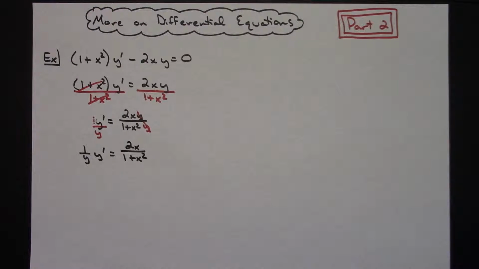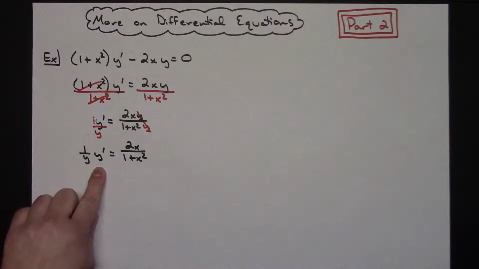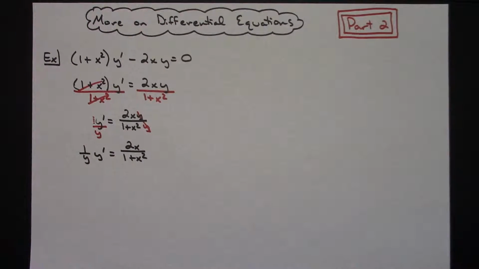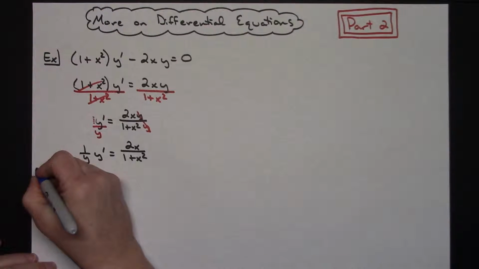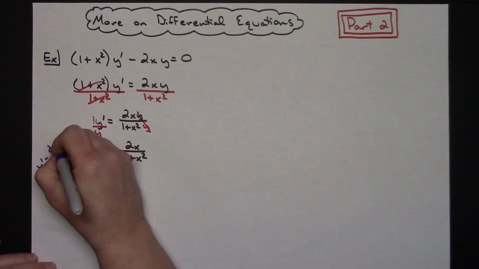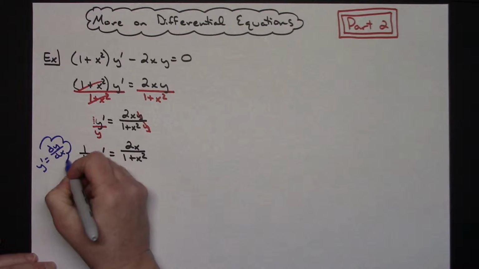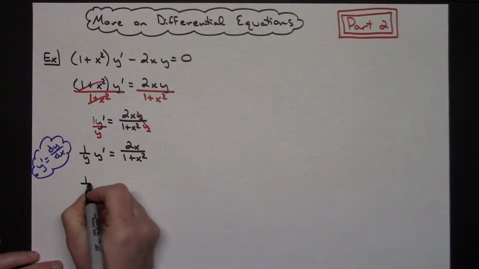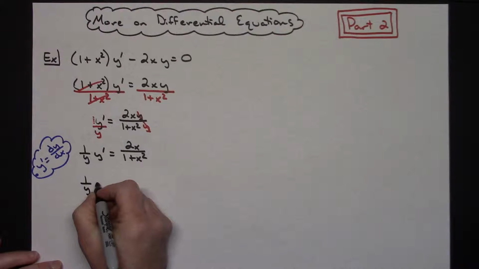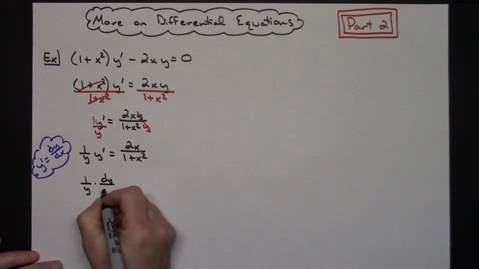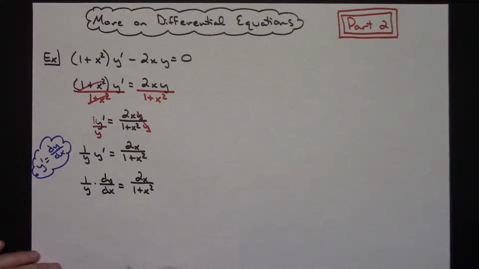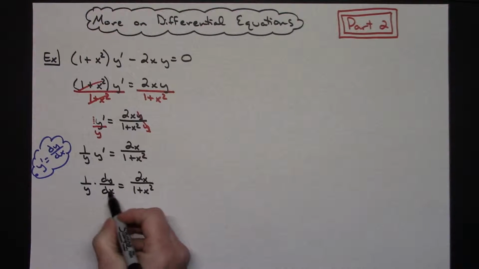Now at this point, I think it's going to be easier if I have a dy over dx right there. Dy over dx is the first derivative, so I can make that substitution. Let's write that over here somewhere: y prime is equal to dy over dx. I'm just going to do that little substitution right there. So I'm going to have 1 over y times dy over dx equals 2x over 1 plus x squared. Now that shows me I've got that dx on the left hand side and I need it on the right hand side.